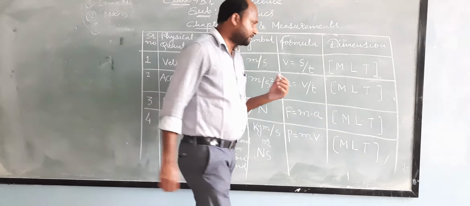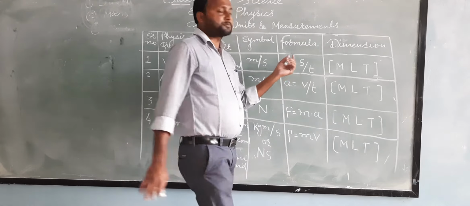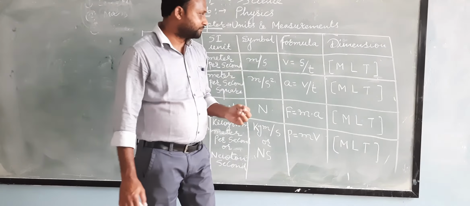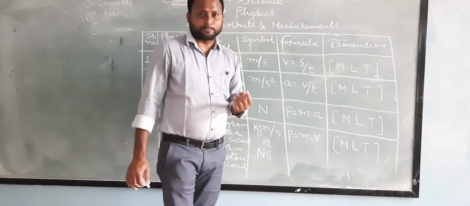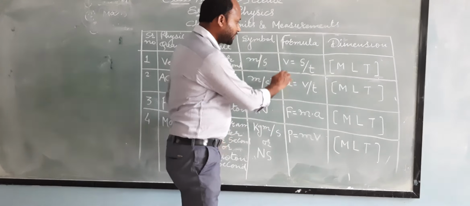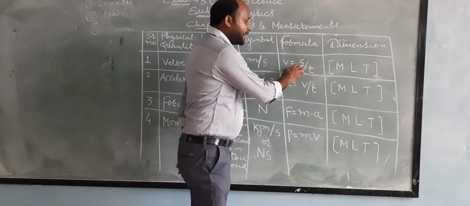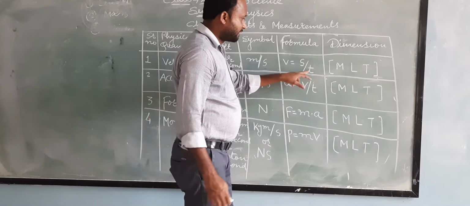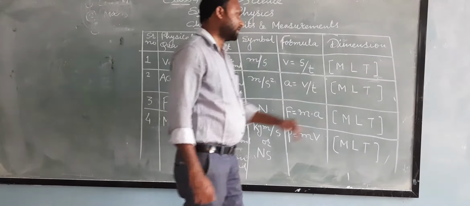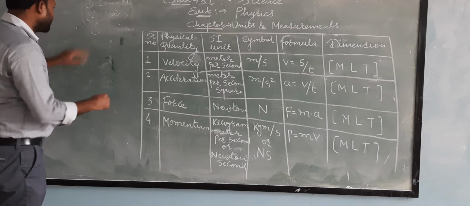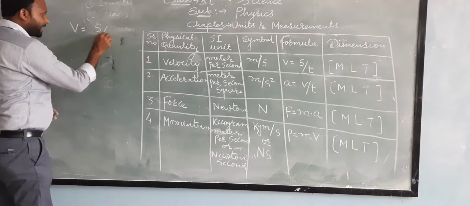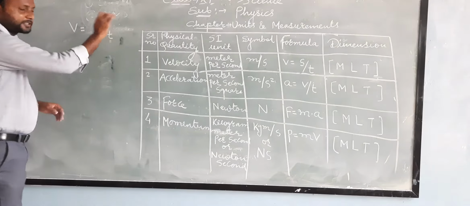Now what is the formula? We know that the rate of change of displacement with respect to time is called velocity. So V stands for velocity, S stands for displacement, and T stands for time. Now we have to find the dimension. Now guys, listen here. This is the formula of velocity, V equals S upon T.